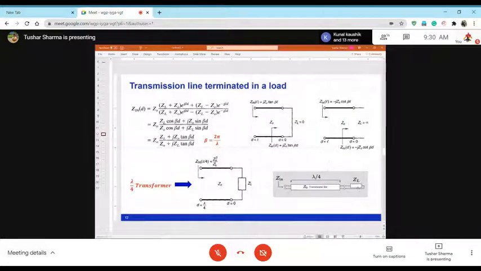My ZL is 100 ohms, and I am using a lambda by 4 transformer, which is equal to 90 degrees. Electrical length is defined by beta times L. If my beta is 2 pi by lambda and my length is lambda by 4, beta times L will be how much? Pi by 2, which is 90 degrees. So the Z in is given by Z naught squared over ZL.